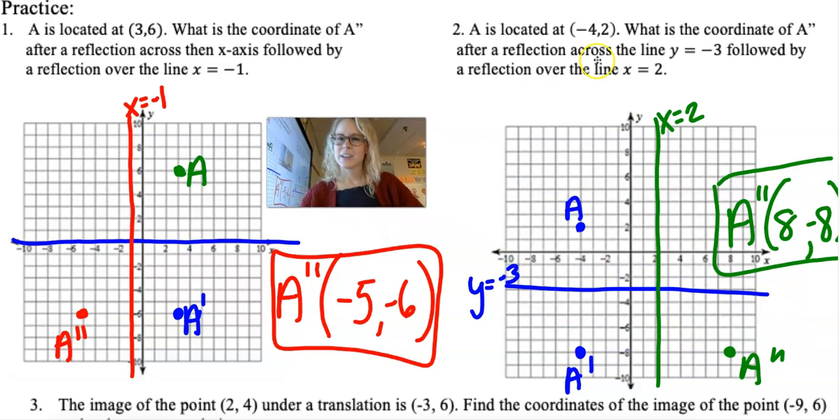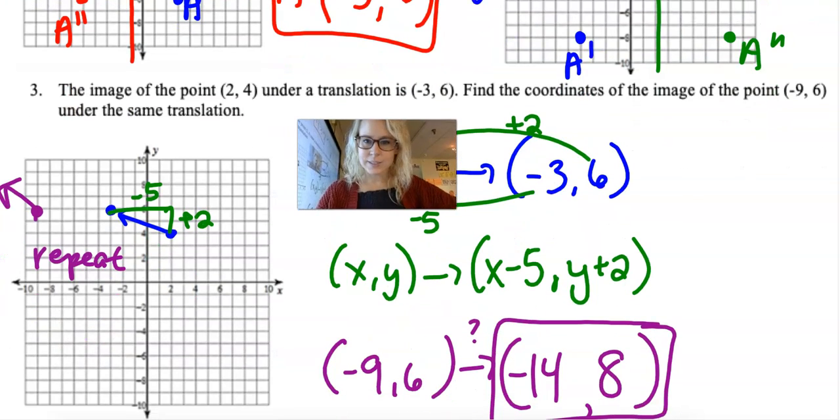Number 2, I was at (-4, 2). So I'm here at A. I reflected it over the line y equals negative 3, which is a horizontal line because it has to hit the y-axis at negative 3. So that was 5 above, I believe, so I went 5 below. And then I had to reflect this image over the line x equals positive 2, so a vertical line through positive 2, which is 6 units away, and so I went 6 units on the other side to get the final answer of (8, -8). Okay? So make sure you go from A to A prime to A double prime.